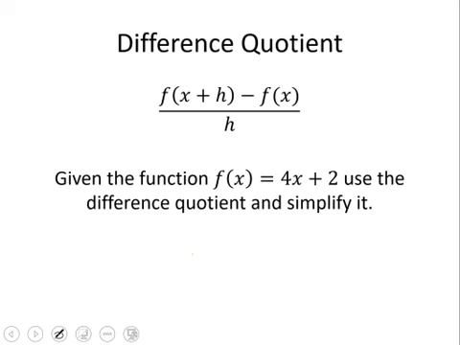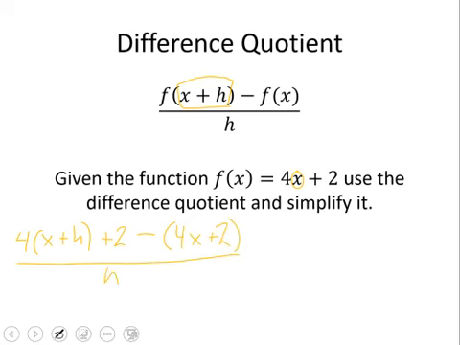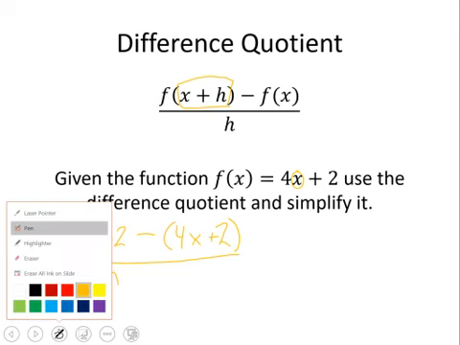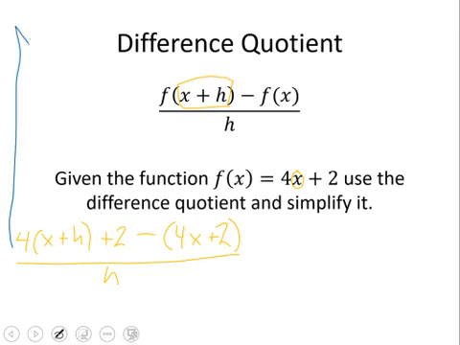So what we would do is that anywhere we have an x, we're going to replace it with x plus h. Okay, so we would end up writing it as 4 parenthesis x plus h plus 2. And now we're going to subtract the original, 4x plus 2, and divide everything by h. So now we'd multiply everything through and simplify it. When I simplify it, I've got 4x plus 4h plus 2 minus 4x minus 2. Simplify that all the way down.